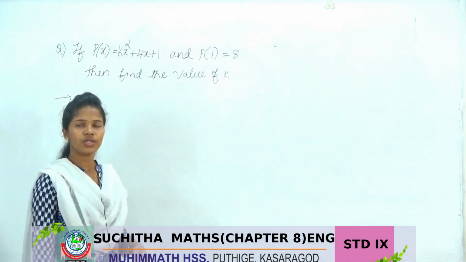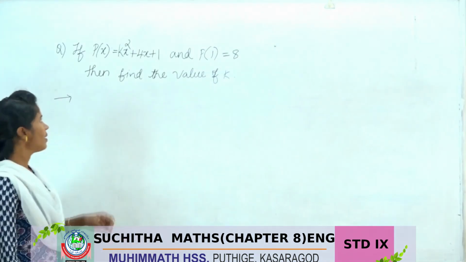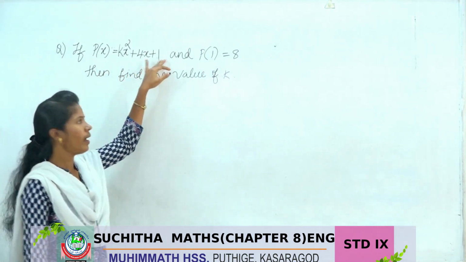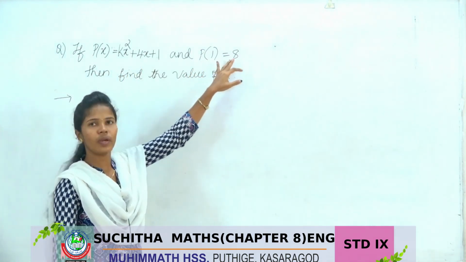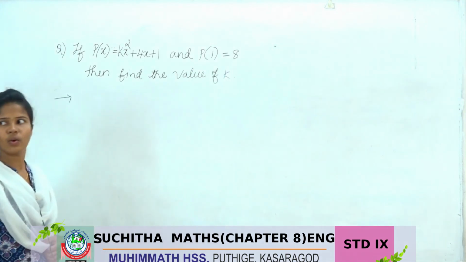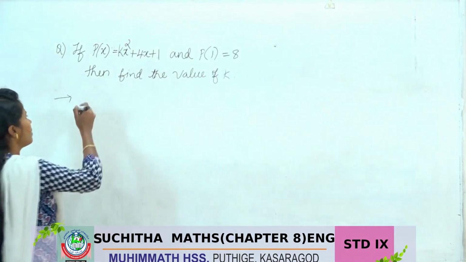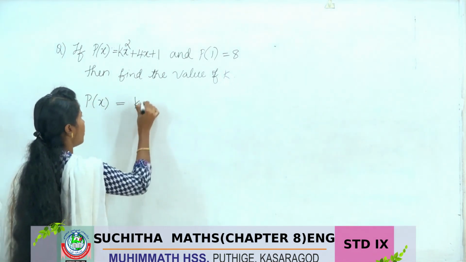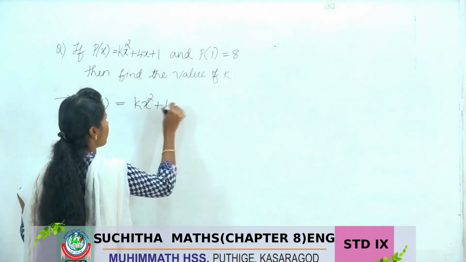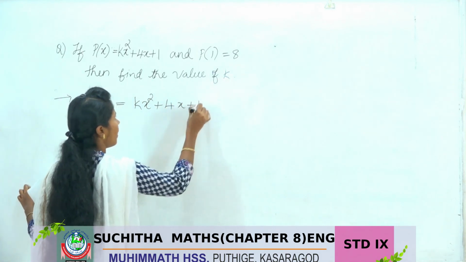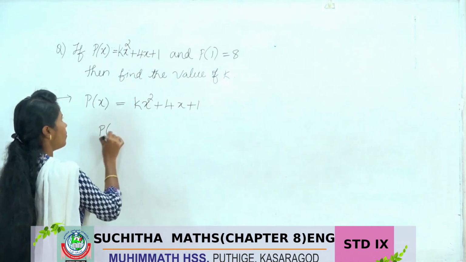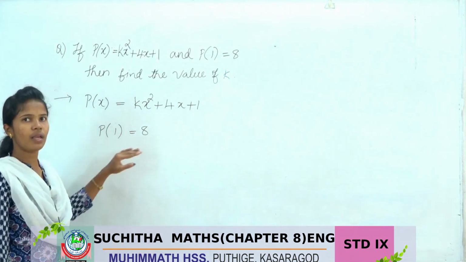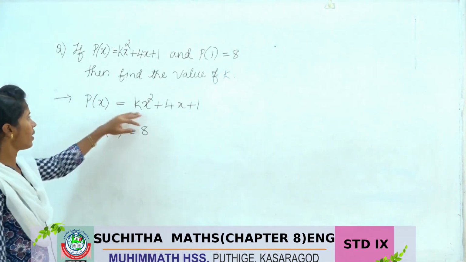Next question. If P of x equal to kx square plus 4x plus 1 and P of 1 equal to 8, then find the value of k. Okay, so here P of x is given, and the condition is P of 1 equal to 8. The value of P of 1 must be 8. So here first find out P of 1.